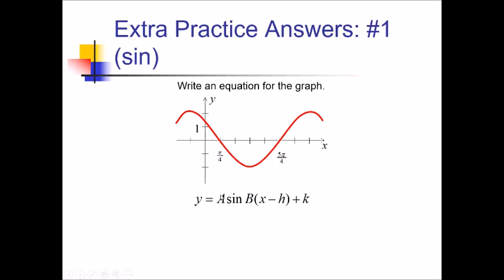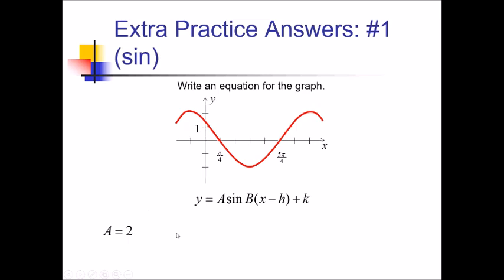A, the amplitude, is going to be half the height. It's how much we're going up and down from the middle. So for that, I'm going to do 2 minus negative 2. That's the whole height, all of that divided by 2. So that's just going to be 2.